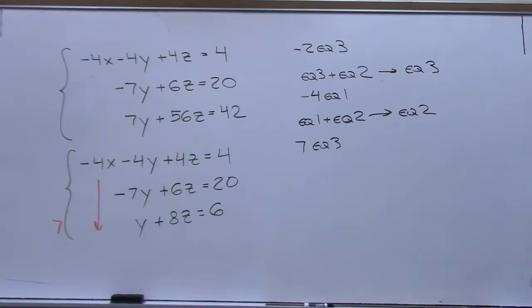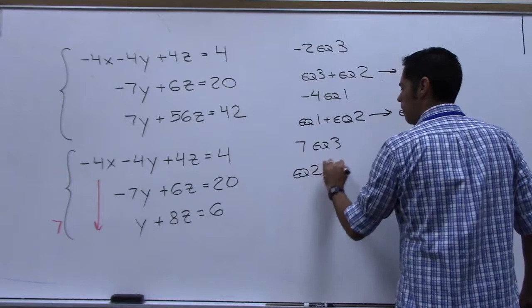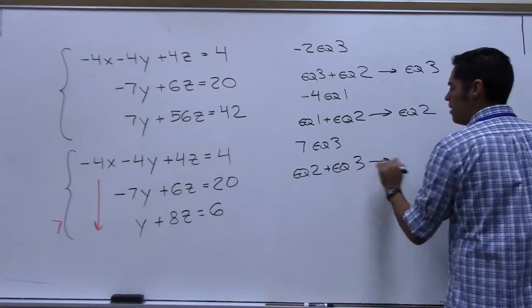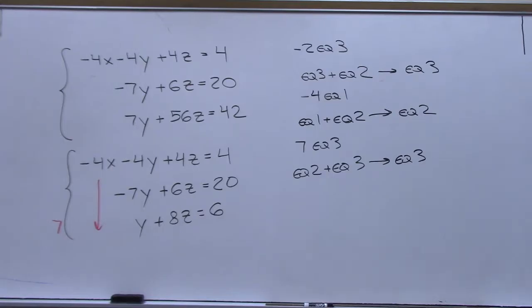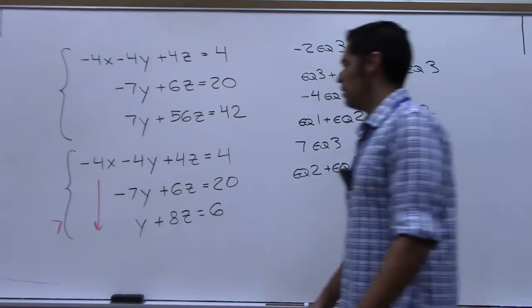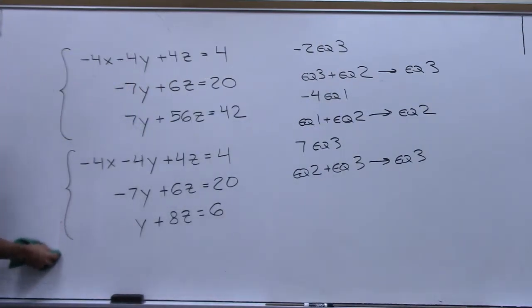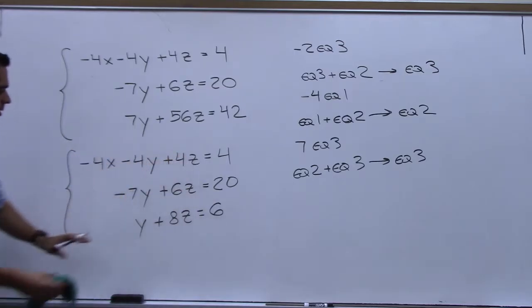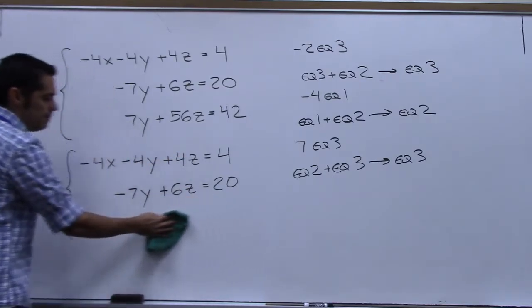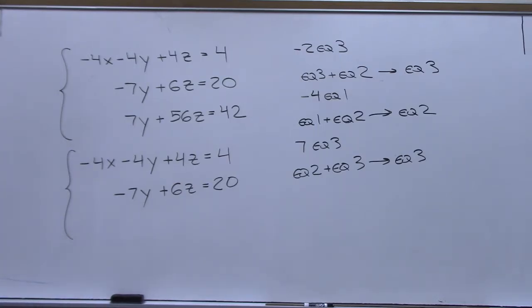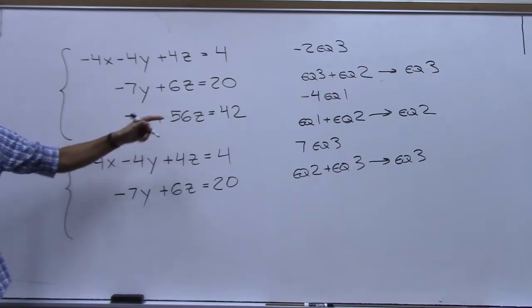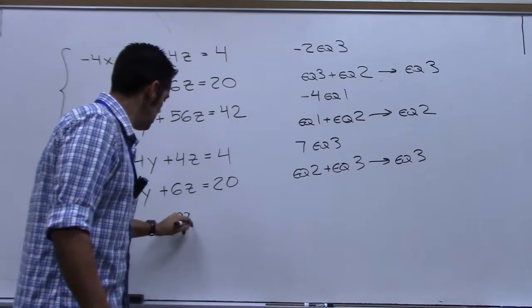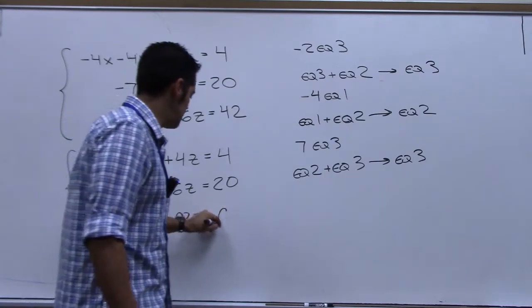Equation 2 and 3. Add equation 2 and 3 together. And replace what with that? 3. So you rewrite the whole system again, right? Which is this. But that last equation, instead of being that, is going to be what? Add these two together. 62z equals 62.